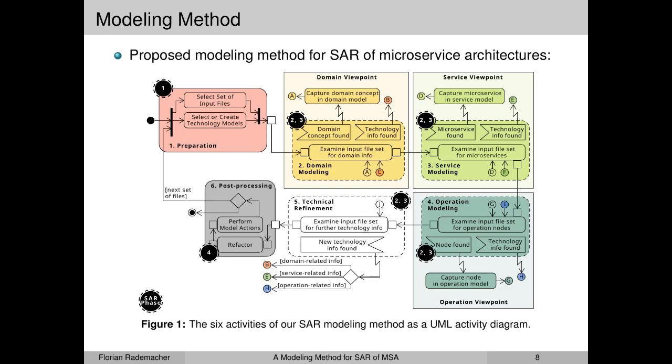Activity 6 is the post-processing activity. It corresponds to SAR phase 4, and it aims to answer hypotheses about the reconstructed architecture by means of the reconstruction models.